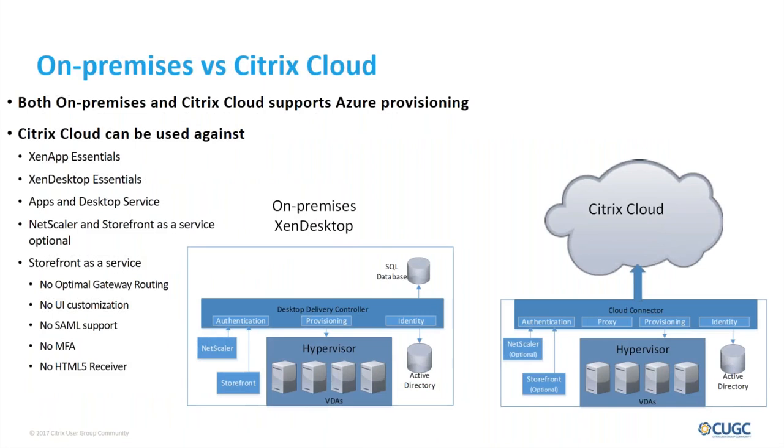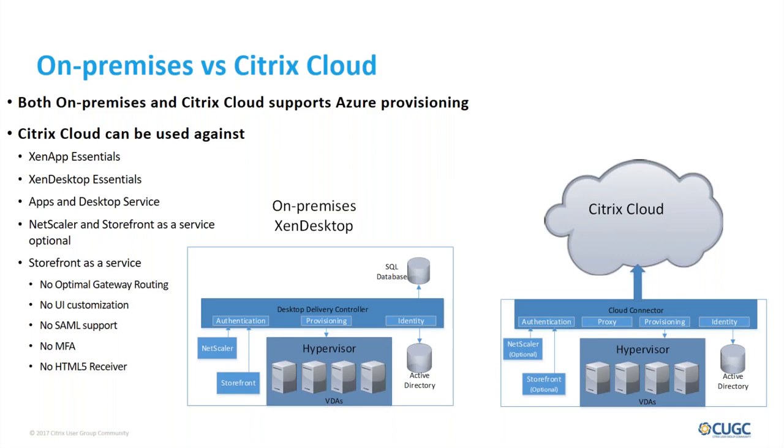So when it comes to provisioning against Azure, there are 2 ways we can actually do this. You can use on-premises XenDesktop, which has been supporting Azure Resource Manager now for quite some time. So instead of just setting up a connection to your local hypervisor, you could just set up a new connector to Azure Resource Manager instead. And you can also do the same with Citrix Cloud.